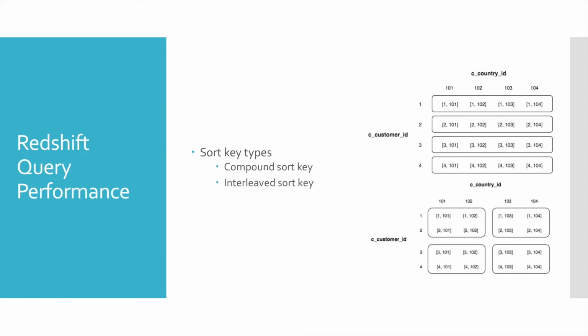For example, all our queries are by customer ID and country ID. Then we use this compound sort key. It will split by the first sort key and then have the segregations by the second sort key.